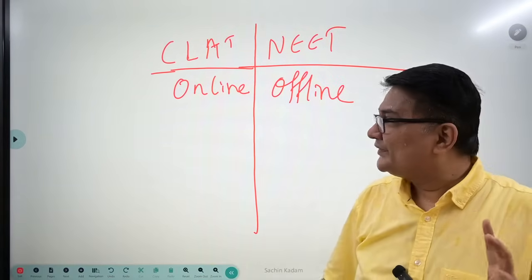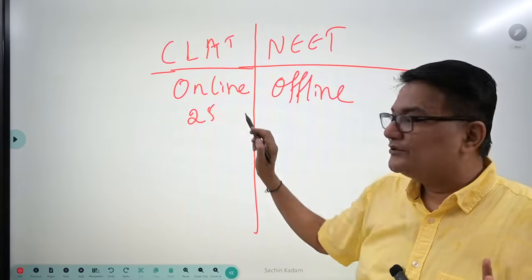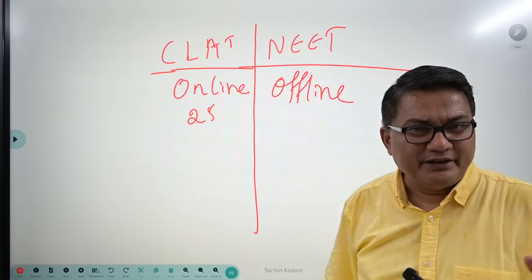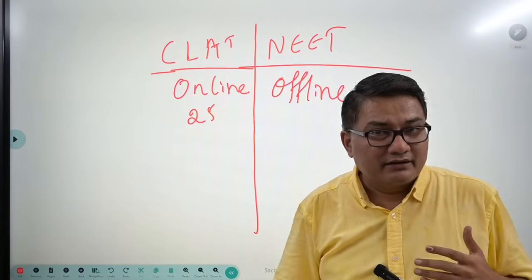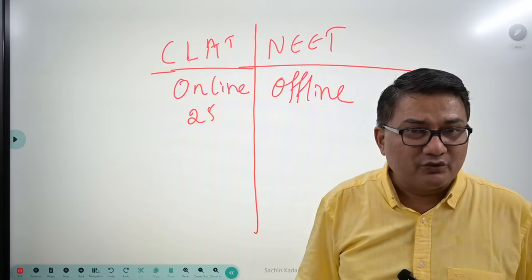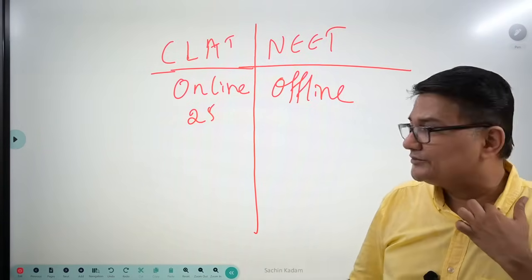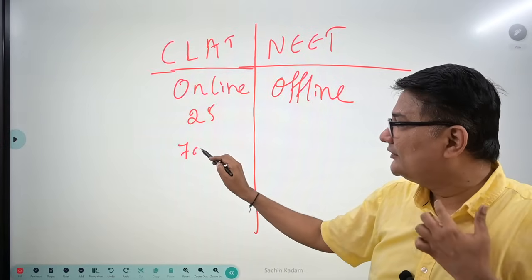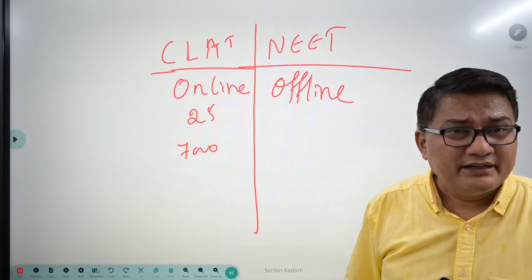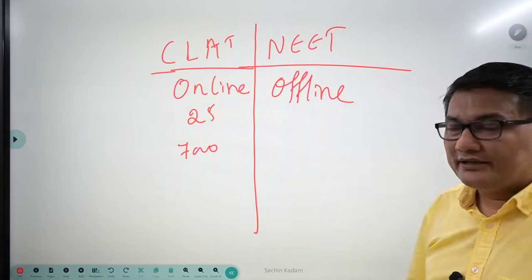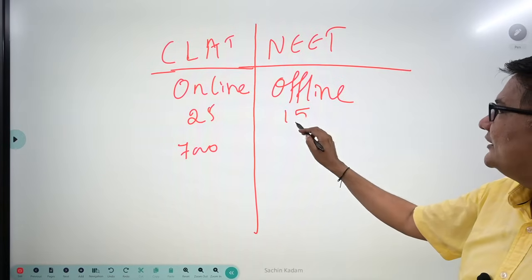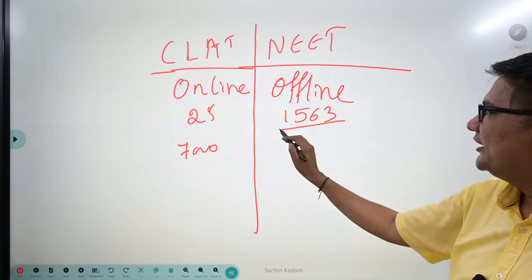So that's first. Second, only 25 students filed a petition, but there a committee was appointed and a window was opened for all students who had lost time. And the number came out to be more than 7,000. That means approximately 20 times. Now here, it was 1563 students who approached the court.